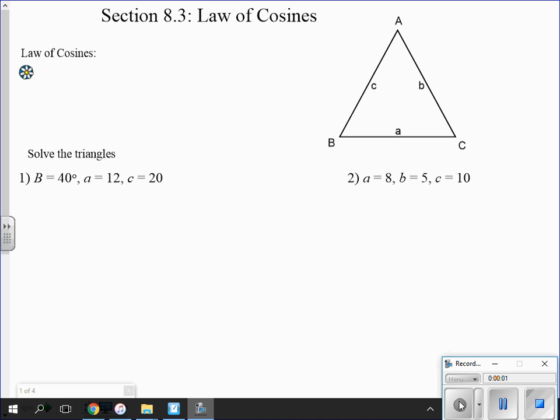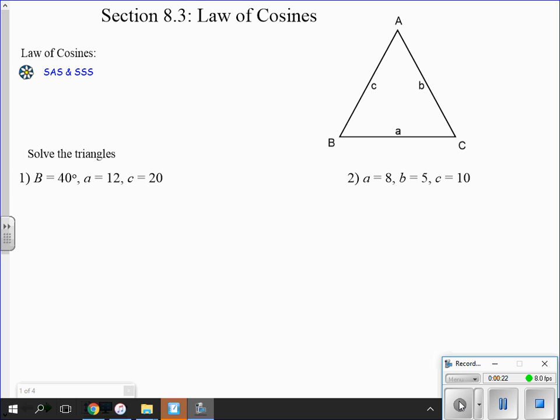Today we're doing the law of cosines. And the law of sines worked under certain circumstances. The law of cosines will work if we have side angle side. In other words, if we have two sides and the angle in between them. And if we have all three sides but no angles.